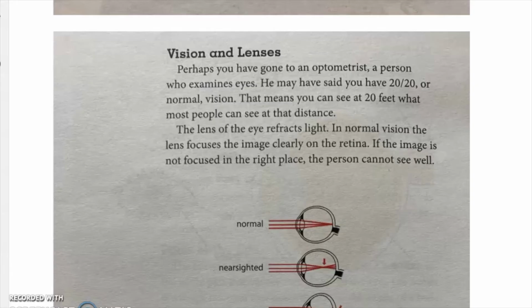So here I took a photo of our textbook and I'm going to read it through for you. Vision and lenses. Perhaps you have gone to an optometrist, a person who examines eyes. He may have said you have 20/20 or normal vision. That means you can see at 20 feet what most people can see at that distance. So I'm going to explain to you what 20/20 is.